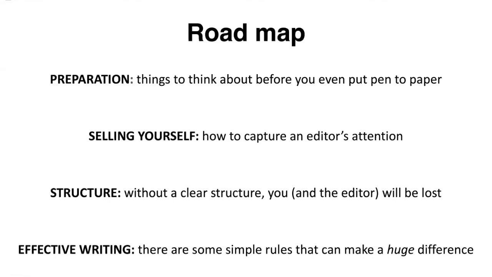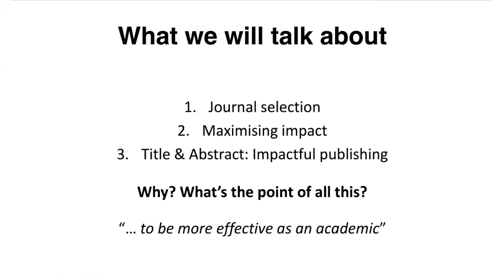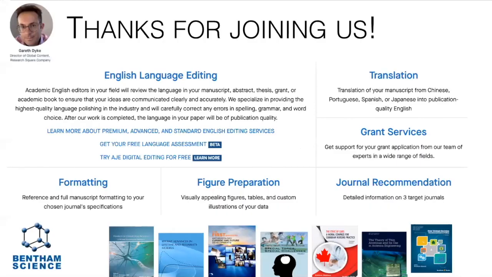And of course, we've got lots of resources to help you with effective writing in English. We know it's not easy for many people. English is not even a second or third language. It's a fourth or fifth language. We are here to help you with some simple rules in your writing that can make a huge difference. So we have talked in our event today about journal selection. We've talked about maximizing impact, and we've talked about your title and your abstract, how to maximize your impactful publishing. And the point of this, of course, is to help you become more effective as a writer in English.